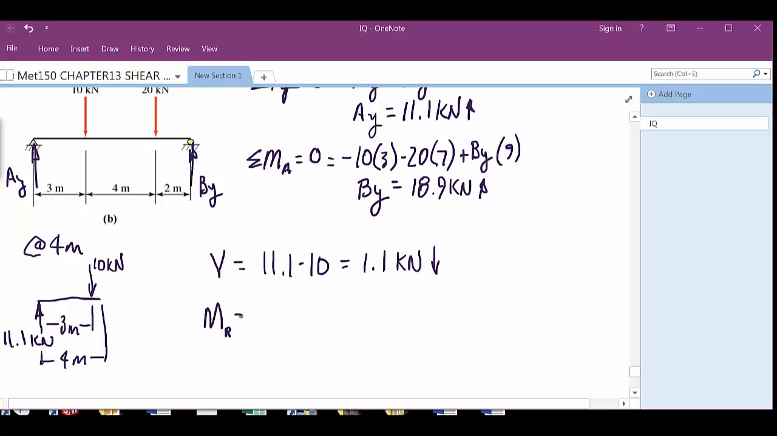The moment from the right side, if you will. We got 10, it's negative, it's going down, so we got 10 times 1 meter plus 11.1 times 4 meters. And that should be something like 34.4 kilonewton meters. And again, that direction.